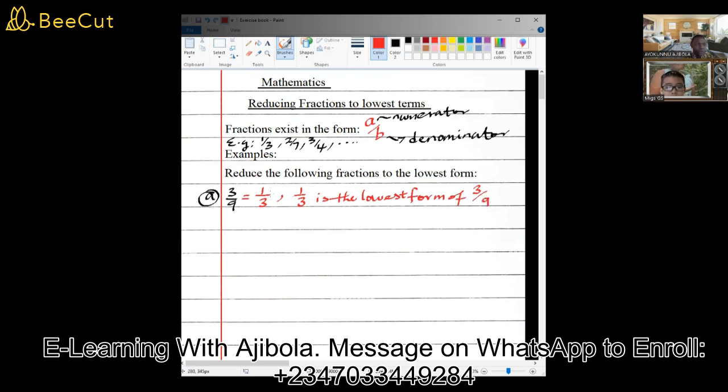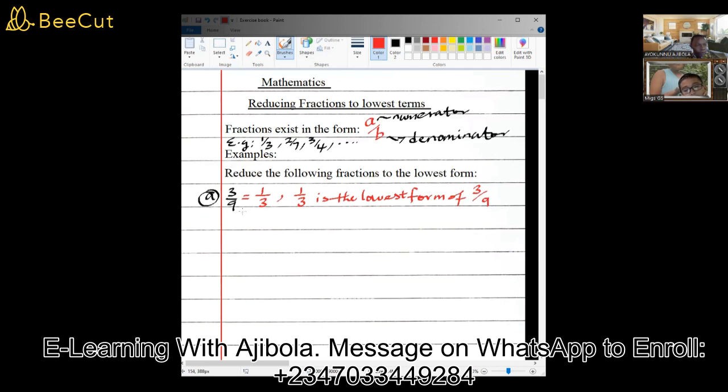So when you are given a fraction and you want to take it to the lowest form, we are not changing the value of that fraction. We are just writing the fraction in another way.